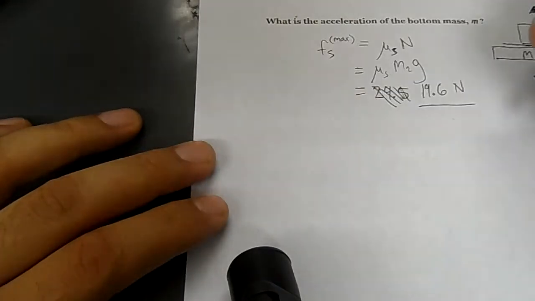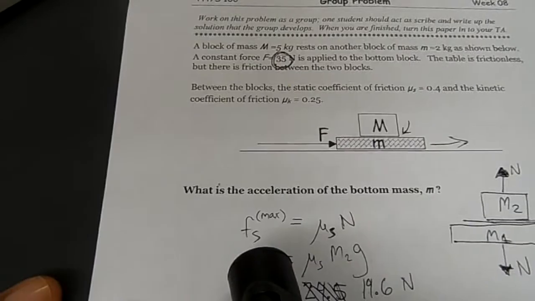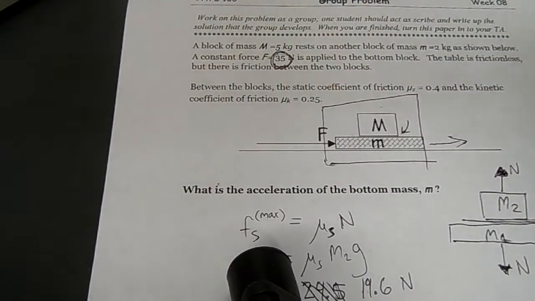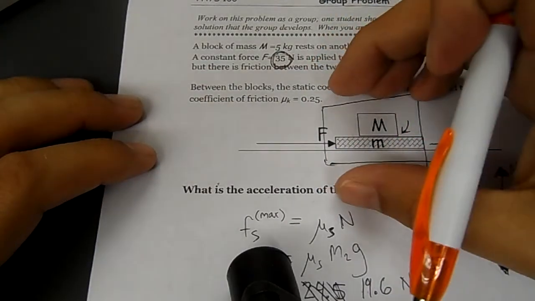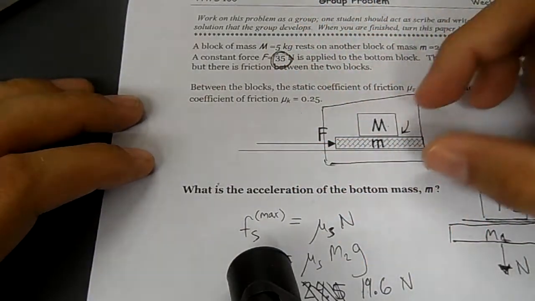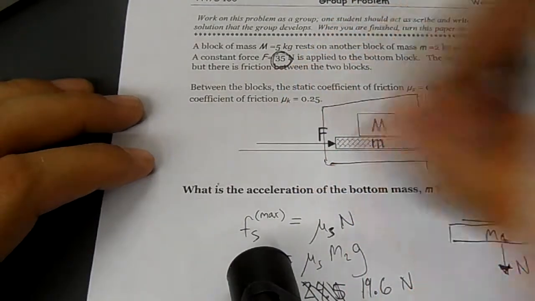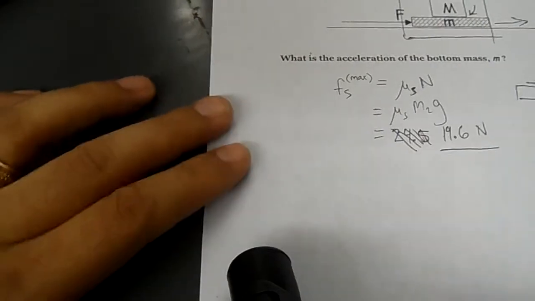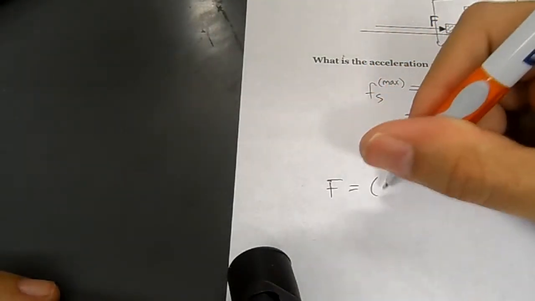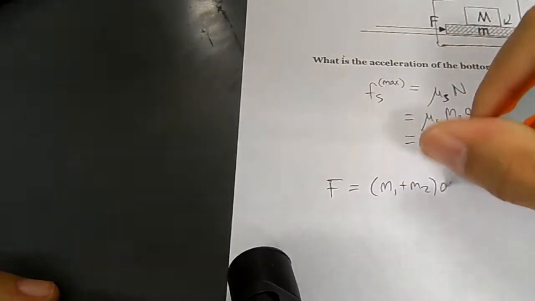So let's do that. I've already found the max force of static friction is 19.6. I'm going to file that away for a minute and try to find the acceleration of the entire system. Going back to my drawing, I can consider the entire system as a composite unit, as long as the objects move together without sliding, which is my assumption here. The total mass is the sum of the two masses, and since there's no friction between the composite object and the ground, the net force is just F, which equals the total mass, m1 plus m2, times the acceleration.